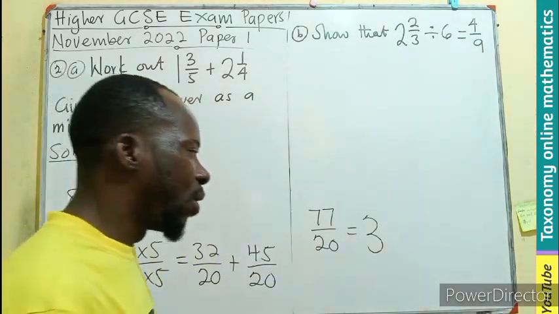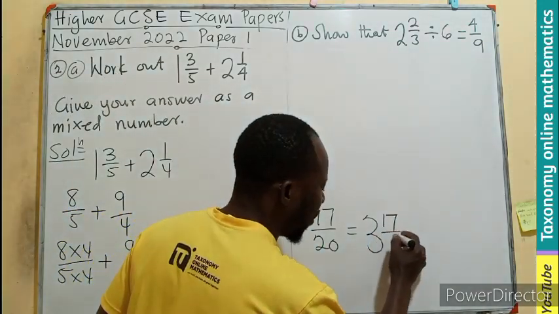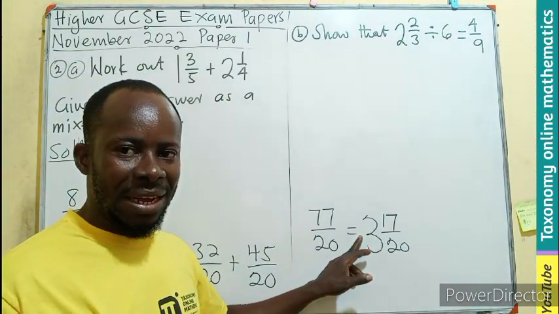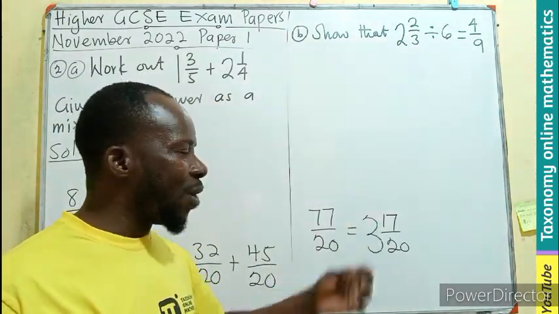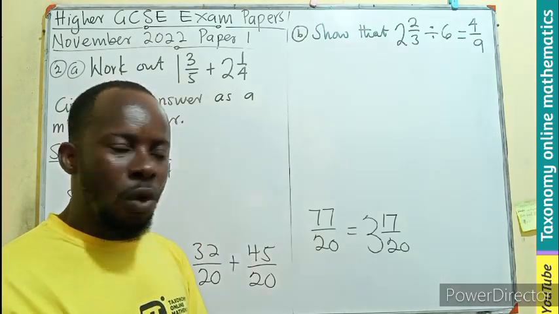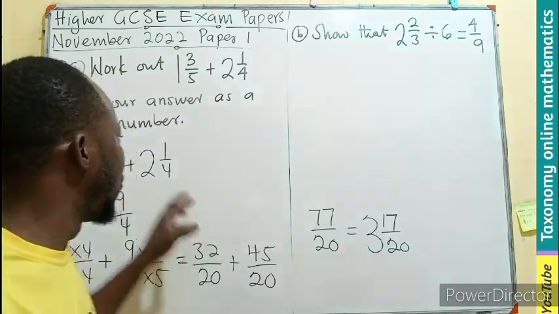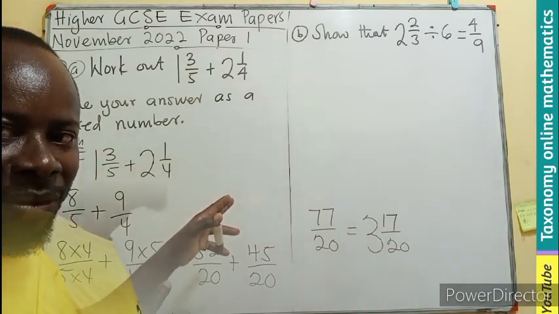77 minus 60 will give you 17, meaning the remainder, if 20 multiplied by 3 gives us 60, the remainder will be 17. So 3 whole number 17 on 20. That becomes the mixed fraction of that. I guess the concept is clear.